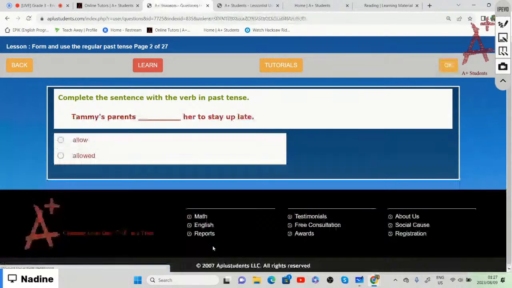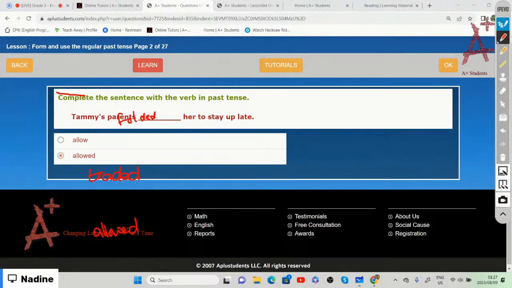Tammy's parents, is it allow or allowed her to stay up late? Not forgetting it is in the regular past tense. Which means that we are going to say allowed. Allowed. So we say allowed.